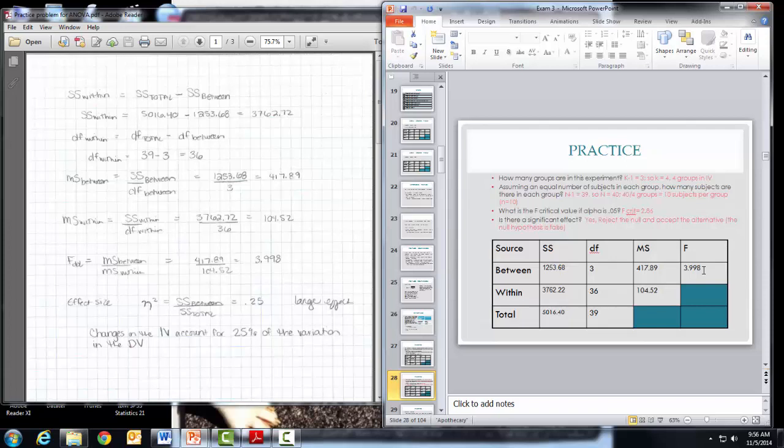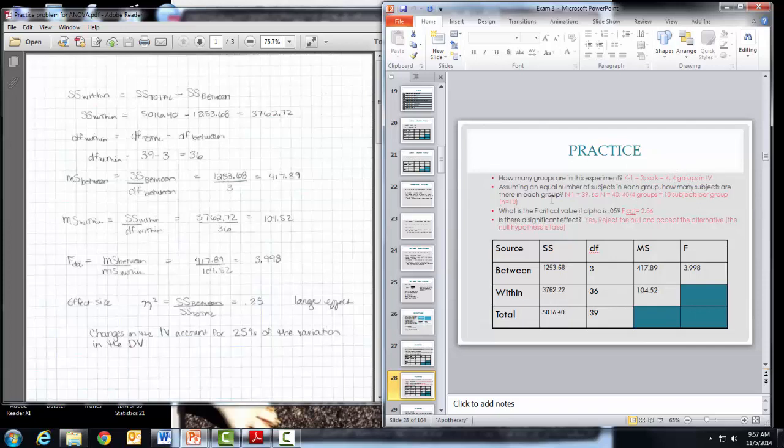Now remember that the number of groups in the independent variable is noted with the symbol k. And we know that the degrees of freedom between is k minus 1, or the number of groups minus 1. So if we have 3 degrees of freedom between, k has to be 4, because 4 minus 1 equals 3. So k equals 4, and that tells us there are 4 groups, or 4 levels, in our independent variable.